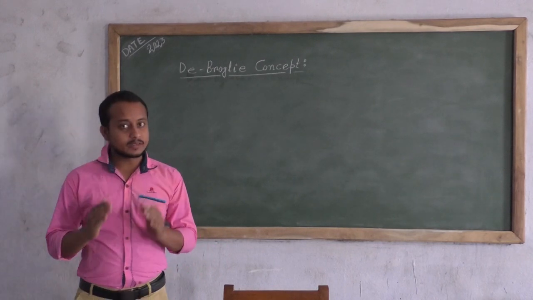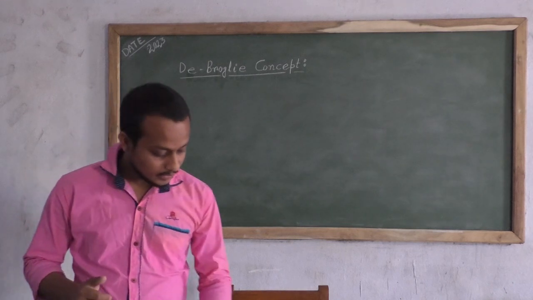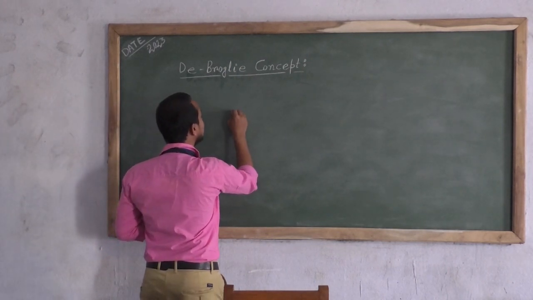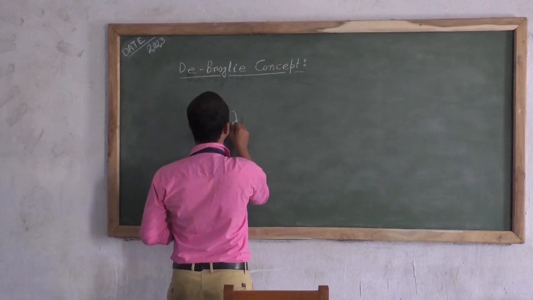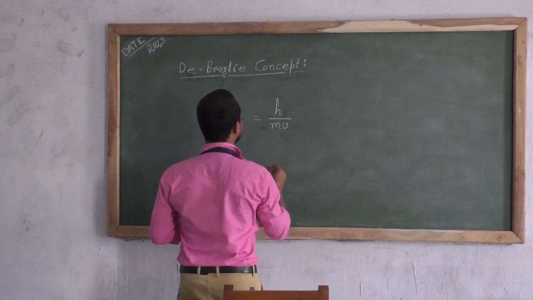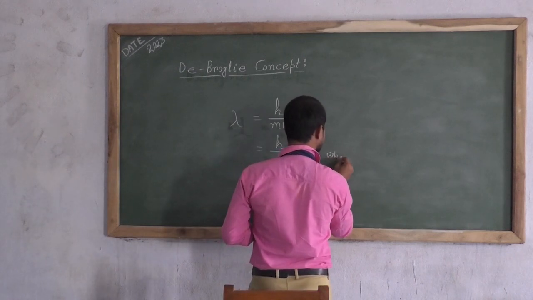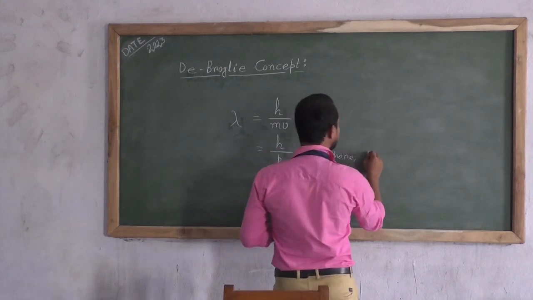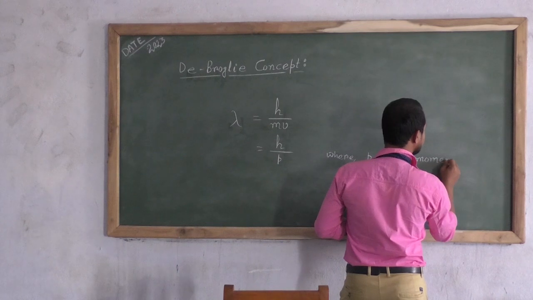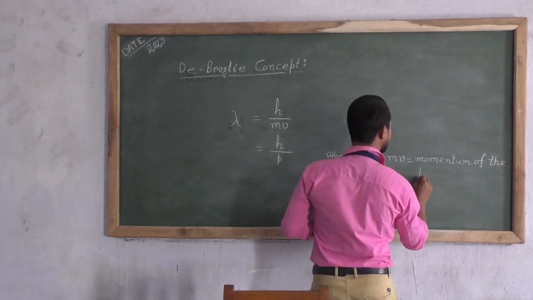So, for calculating the wavelength associated with a moving particle, De Broglie derived the relationship. The relationship is lambda equals h by mv, which is equal to h by p, where p equals mv, the momentum of the particle.